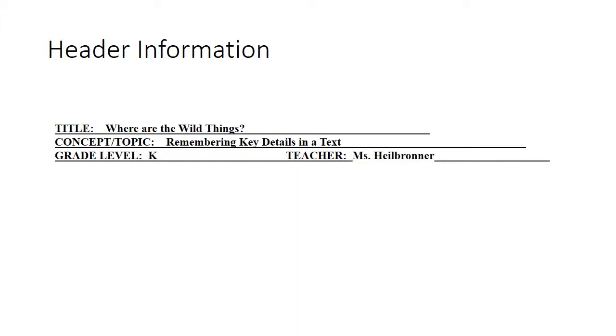We're going to construct an imaginary lesson plan in this lesson so that you can see the types of things that you need to input. I'm going to create a lesson plan on Where the Wild Things Are, a book by Maurice Sendak. The topic or concept is remembering key details in a text. The grade level this might be appropriate for might be kindergarten, and we put my name here. So you'll fill out similar information when you're doing your lesson plan template.